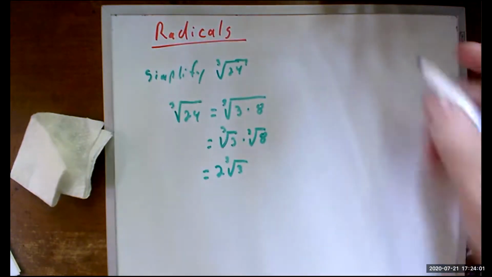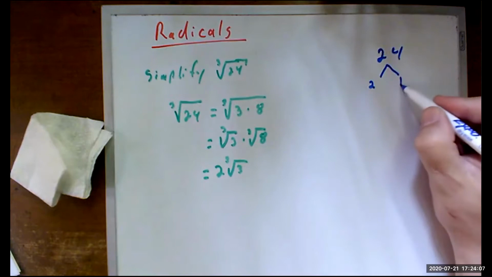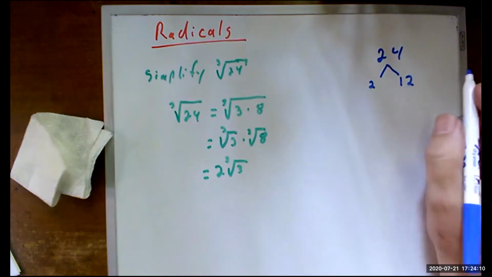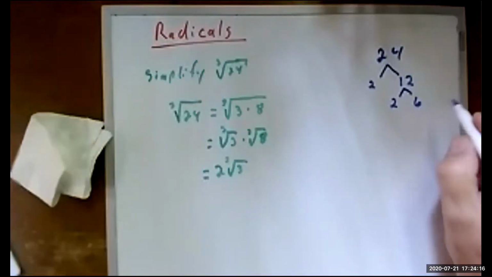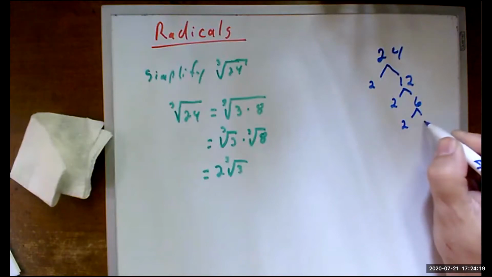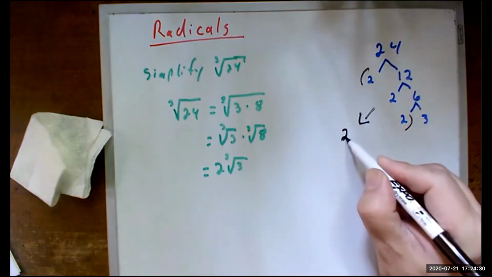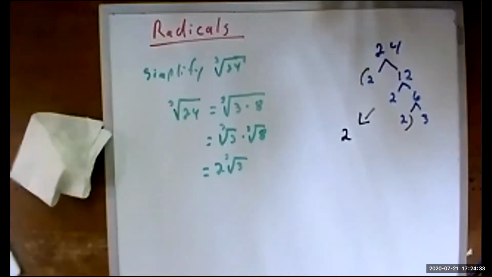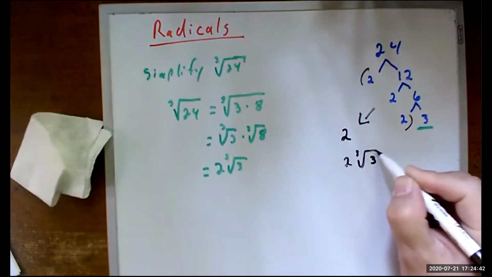If that's not as obvious to you, again, we can break it down as a factor tree. 24 divides by 2, and it leaves me with 12. 12 divides by 2, leaves me with 6. 6 divides by 2, and it leaves me with 3. When I look at it, there's a grouping of 3, so I can bring one of those outside, and then that 3 stays inside. So I end up with 2 cube root 3.